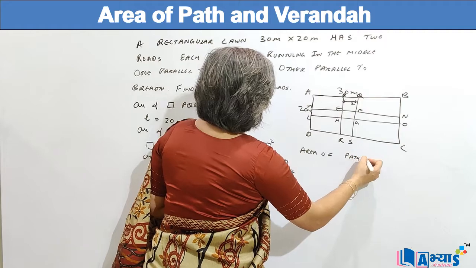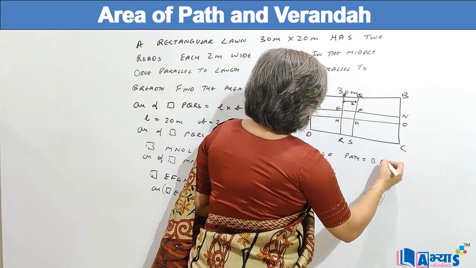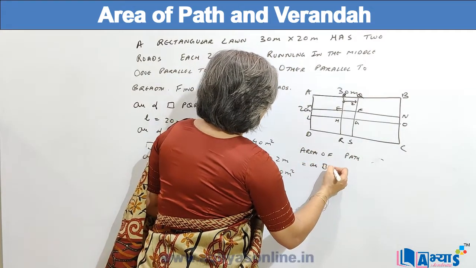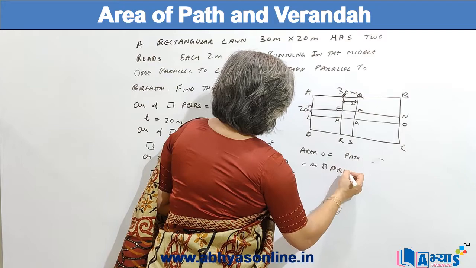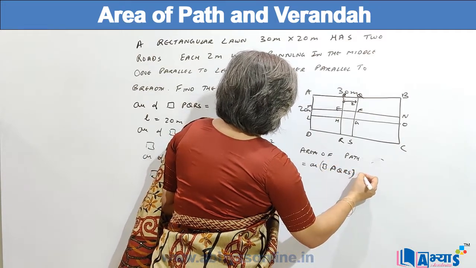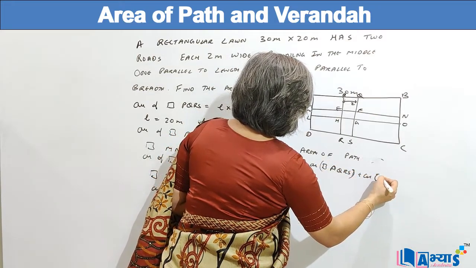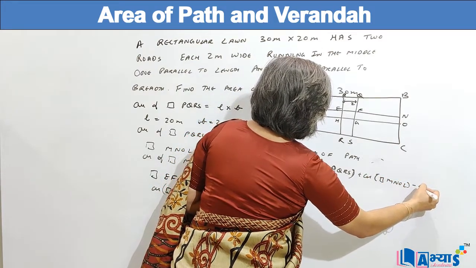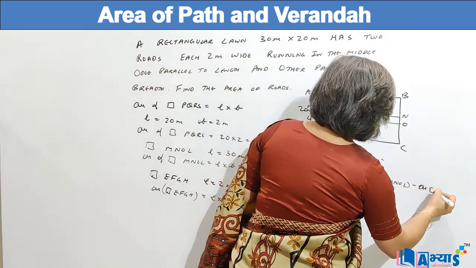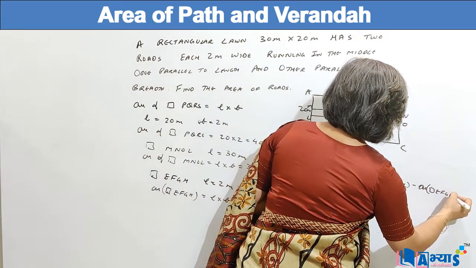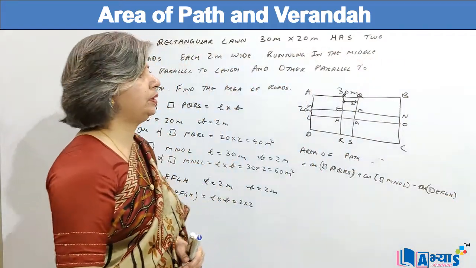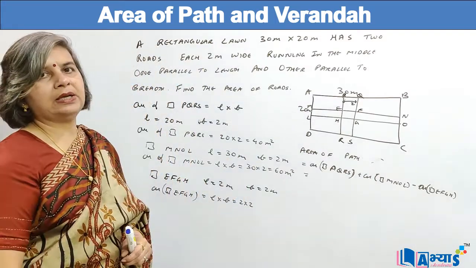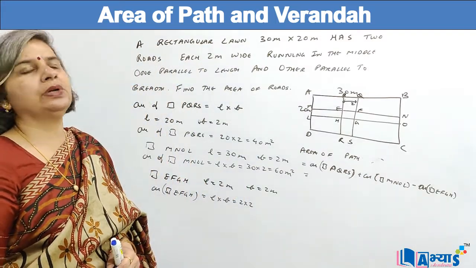So the area of path will be equal to area of rectangle PQRS plus area of rectangle MNOL minus area of rectangle EFGH. Basically EFGH is a square, because the width and length are the same, so we can say it as the rectangle EFGH or we can say it as square EFGH.